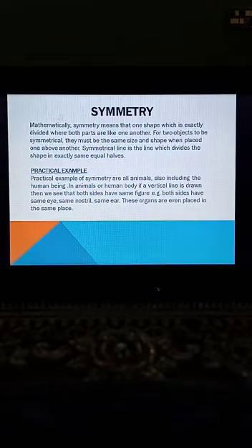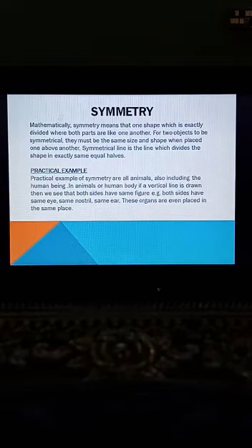So what is symmetry? What are the basic examples which we can see in our daily life? We see our face in the mirror. We can join our hands in the mirror. These are all examples of symmetry. Now we have to discuss it mathematically. So mathematically, symmetry means that one shape is exactly divided where both parts are like one another.